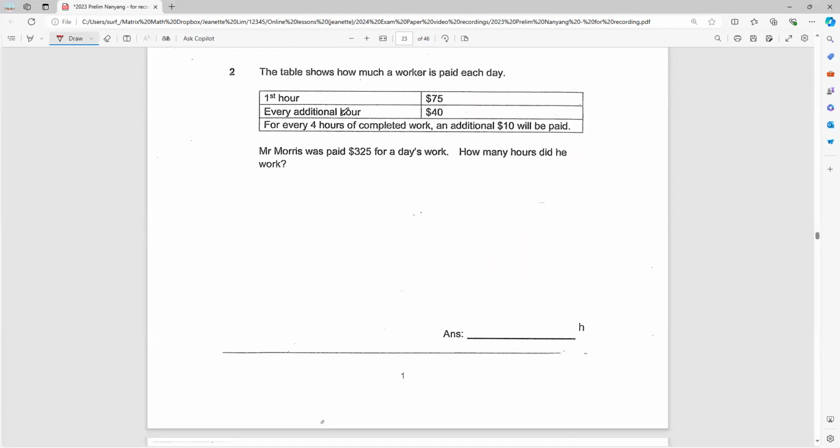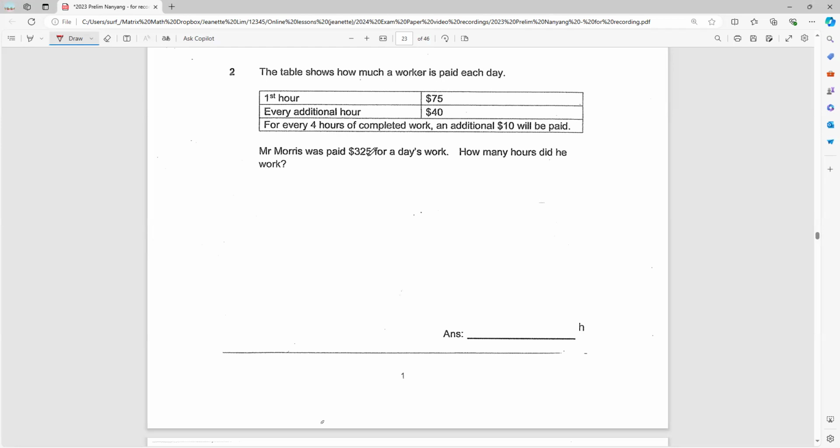Question 2. Table shows how much a worker is paid each day. For the first hour is $75. Every additional hour is $40. So if a worker works for 4 hours, there is this additional $10 that will be paid. Mr. Morris was paid $325 for a day's work. How many hours did he work?